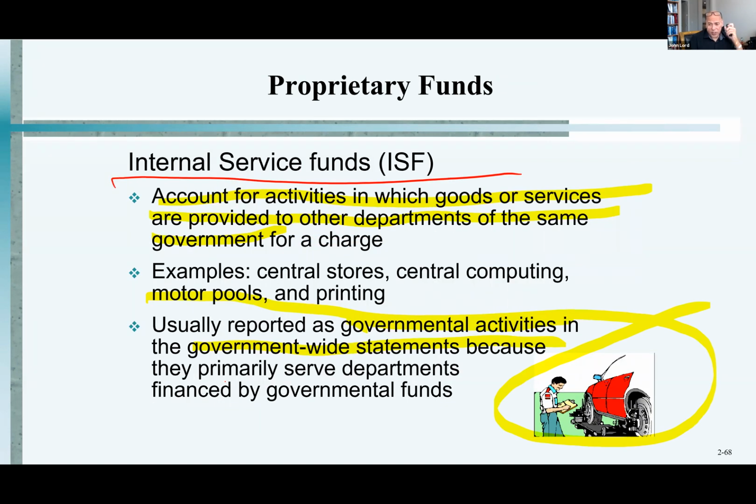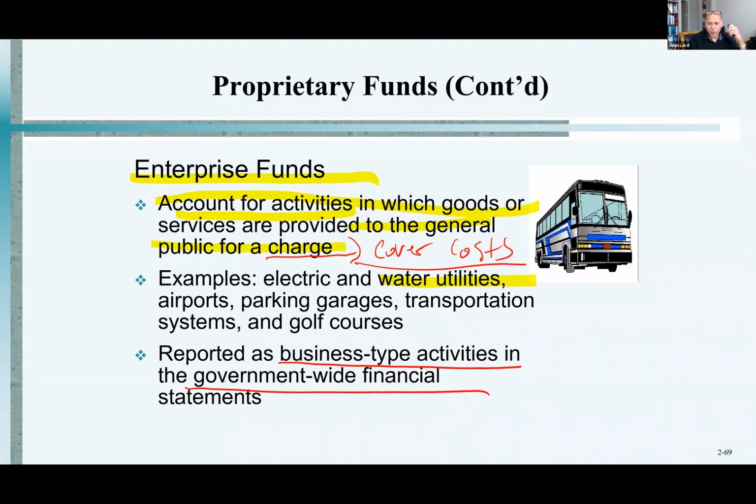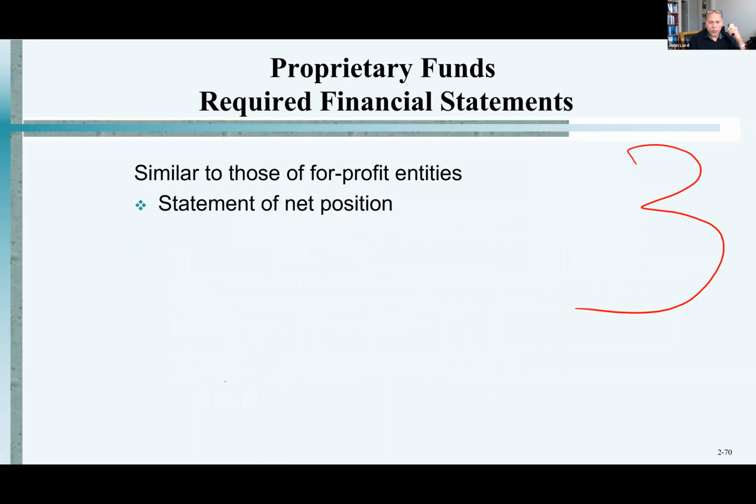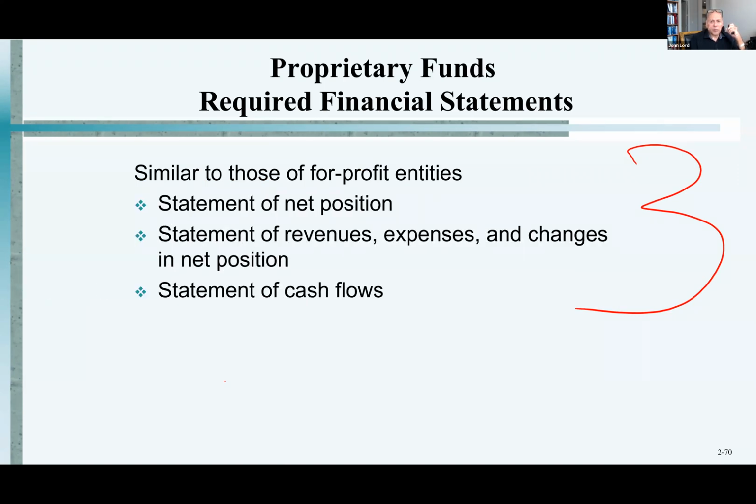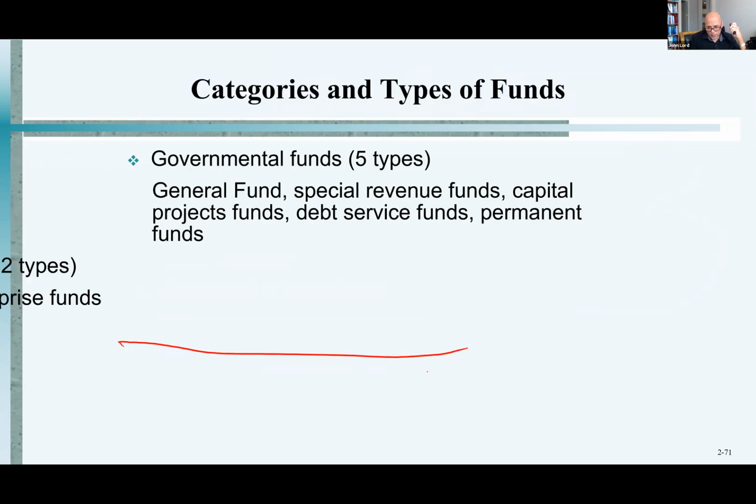I think I didn't mention it here, but we already know it, that the internal service fund is reported under the governmental activities column at the government-wide level. We already knew that. Okay. Three statements: statement of net position, statement of revenues, expenses, and change in fund net position. Again, I want to make sure we're remembering that only the proprietary funds prepare the statement of cash flows, and we've talked about that. Okay. All right.